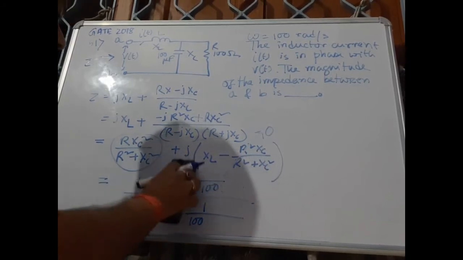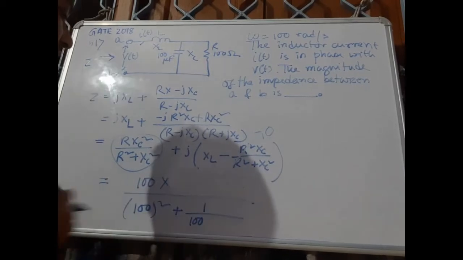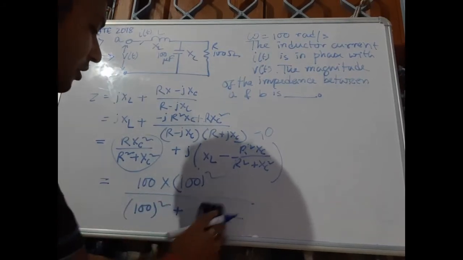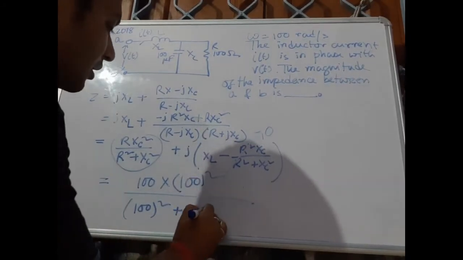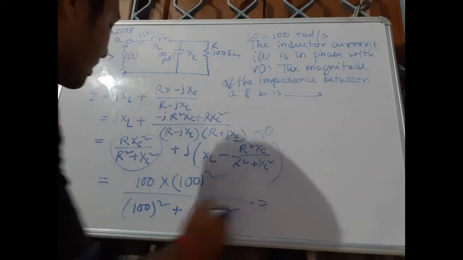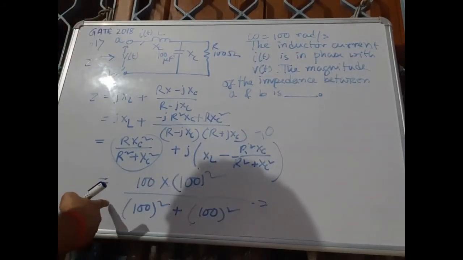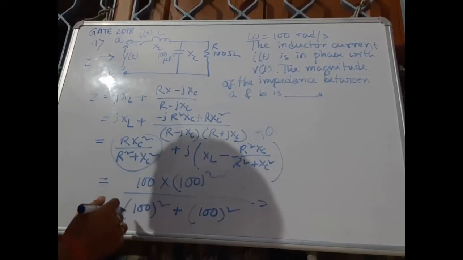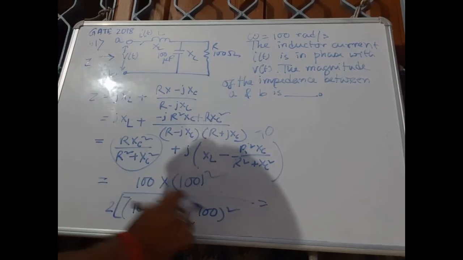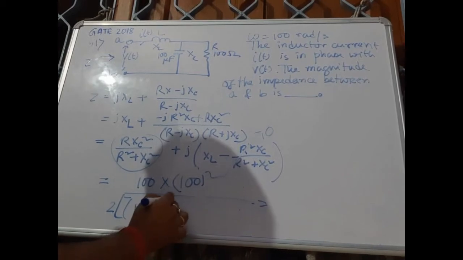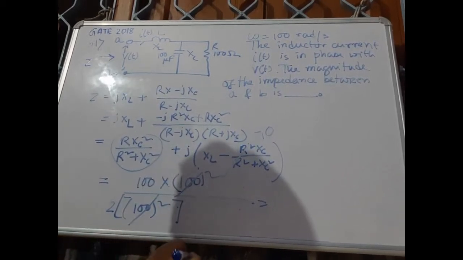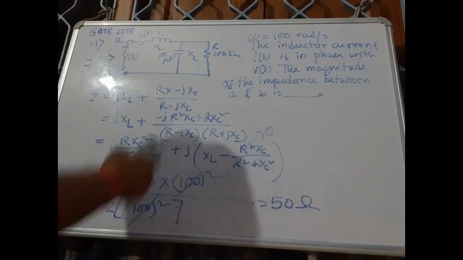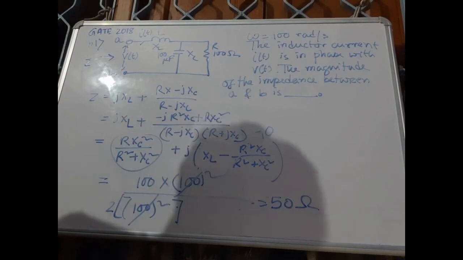Now I can write this as 100 square, and this will also be 100 square. So this will be 100 square divided by 2 into 100 square. So we can cancel these things out, and 100 by 2 is equal to 50. So the magnitude of the impedance between A and B is 50.